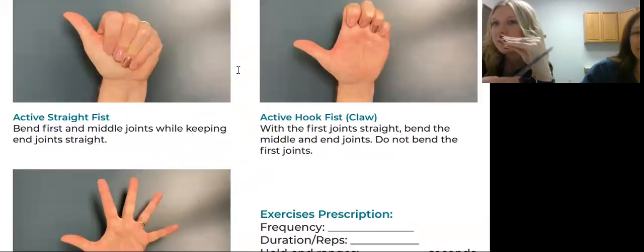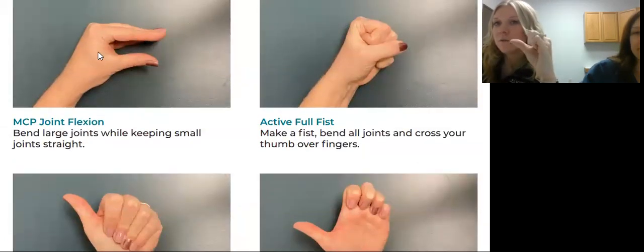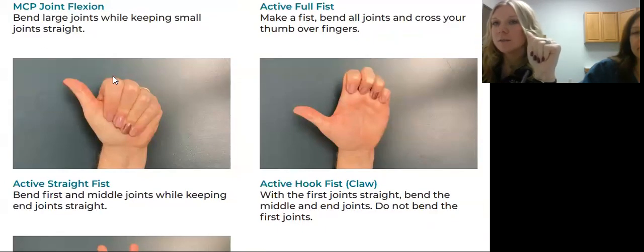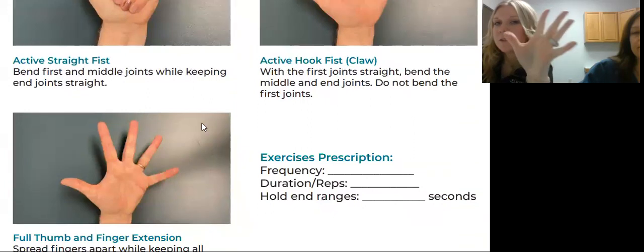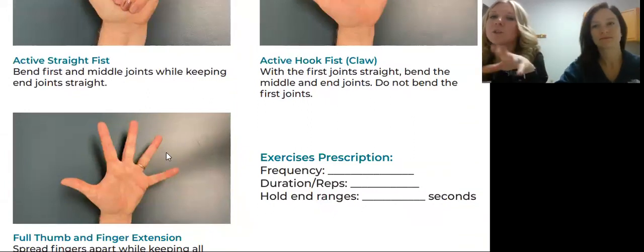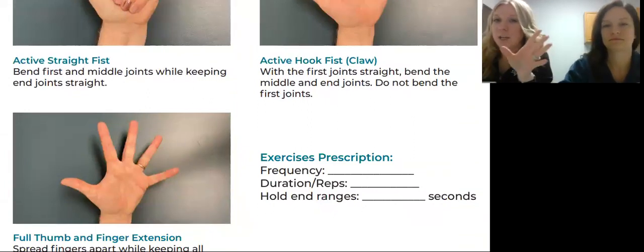So we'll do them again. We do that 90, 0, and 0. We do a full fist. Then we move into our straight fist. We go into hook. And then we finish straight and wide. So that all is one rep. And we usually recommend doing about 5 of them 4 times a day.